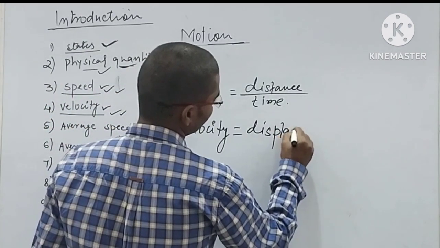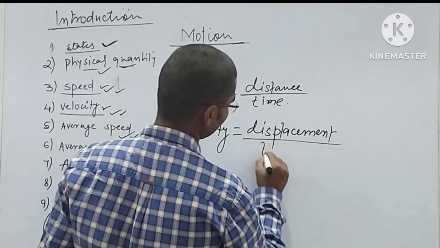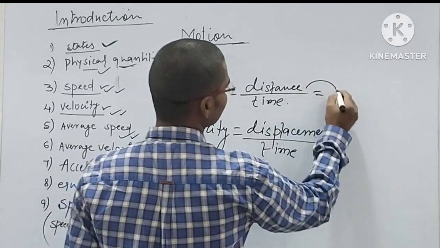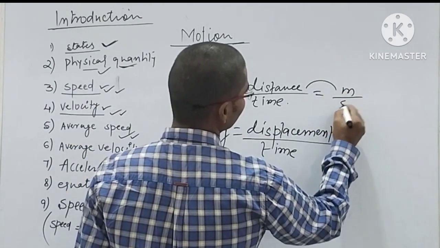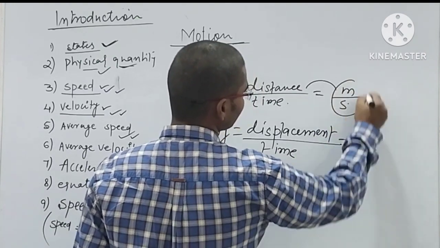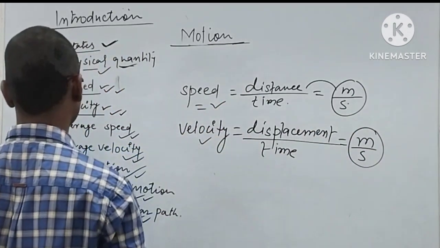Now, what is displacement by time? Displacement by time. The unit of distance is meter and time is second. So meter per second is the unit of speed and velocity.